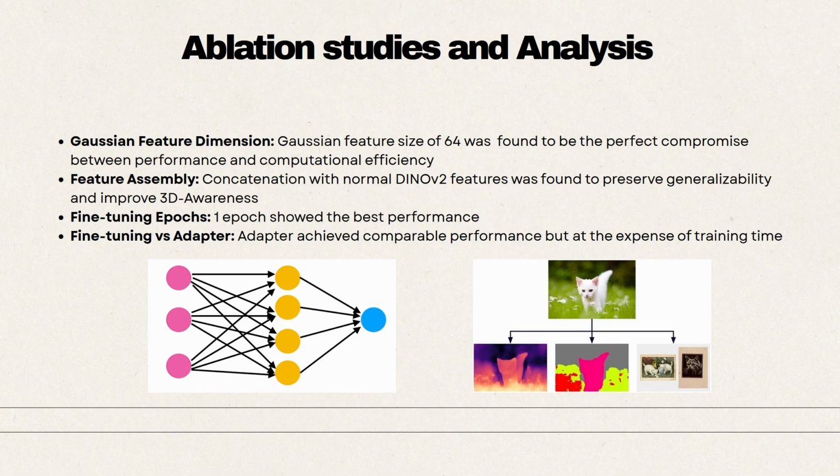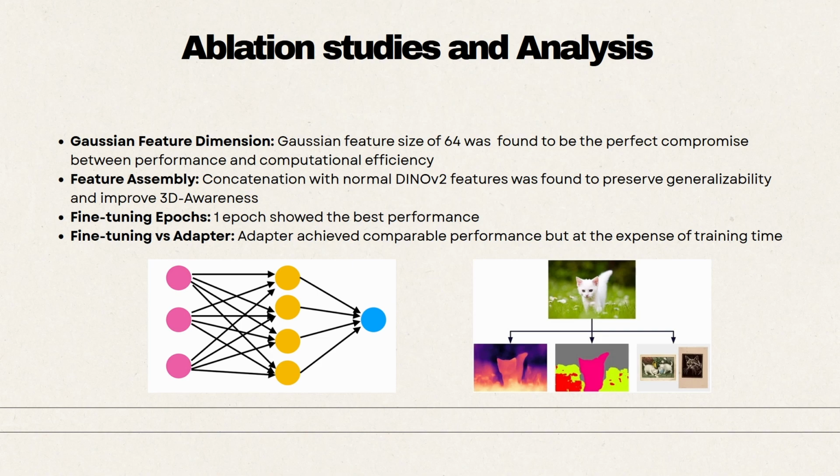Now, on to ablation studies and analysis. The paper also includes comprehensive ablation studies, which are experimental designs aimed at elucidating the individual contributions of various components within the proposed methodology. One of them being the feature dimension of each Gaussian. Investigations revealed that increasing the feature dimension from 32 to 64 yielded improved performance, albeit with an acceptable increase in memory consumption and training time. This observation confirms the inherent trade-off between computational efficiency and feature richness.